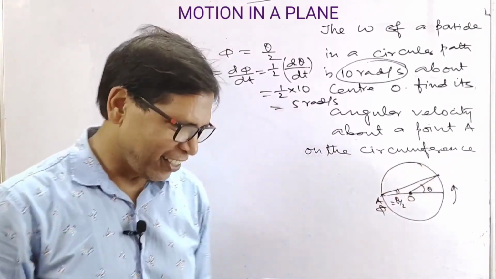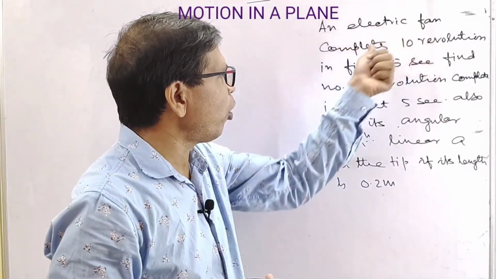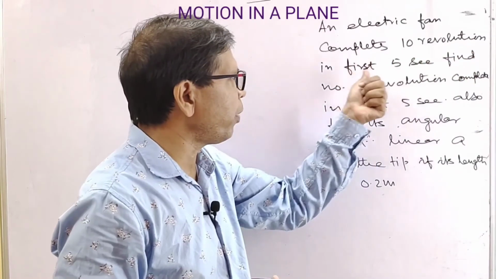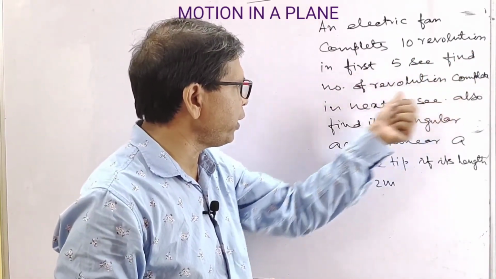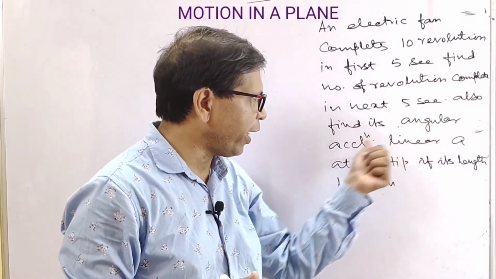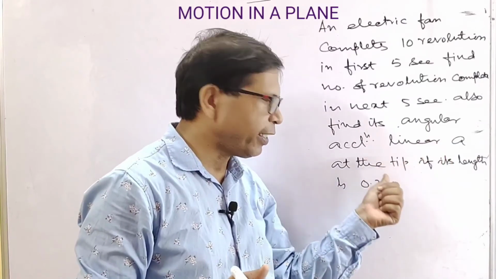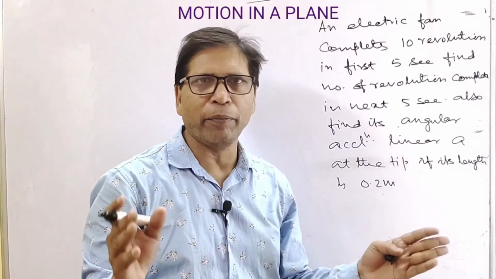Next, now an important numerical. An electric fan completes 10 revolutions in the first 5 seconds. Find the number of revolutions completed in the next 5 seconds. Also find its angular acceleration and the linear acceleration at the tip if its length is 0.5 meter.